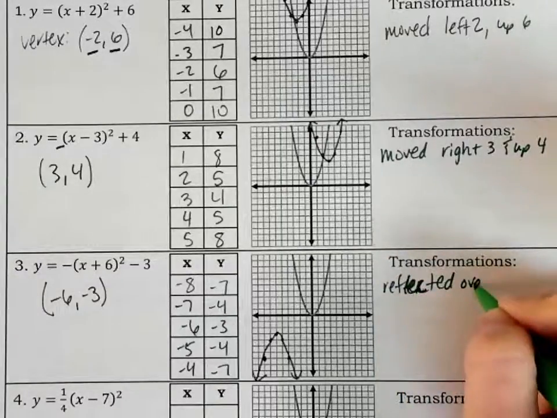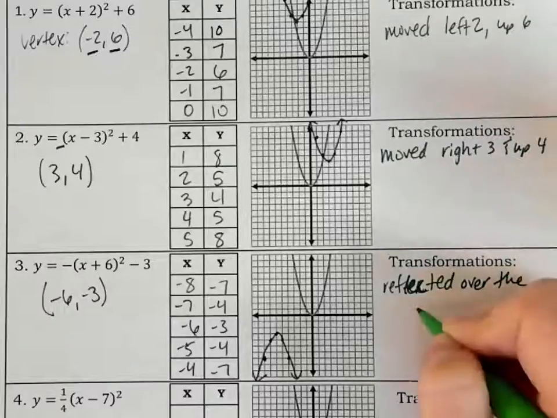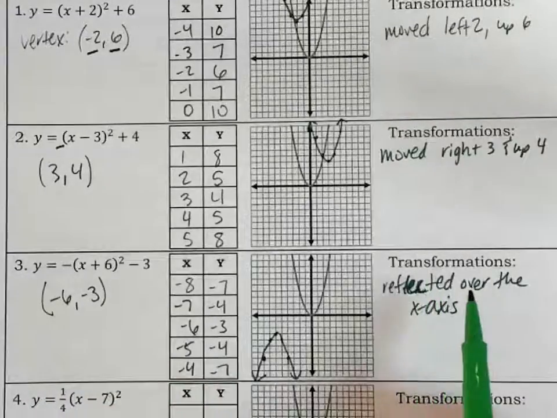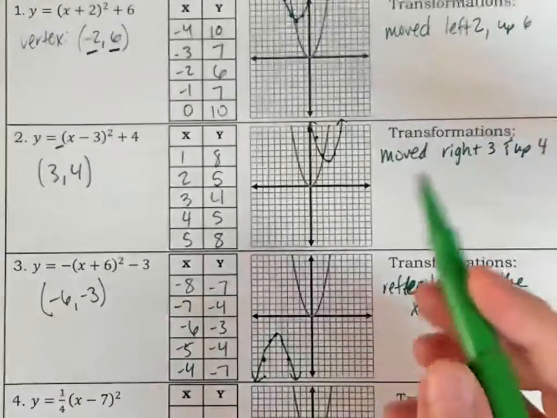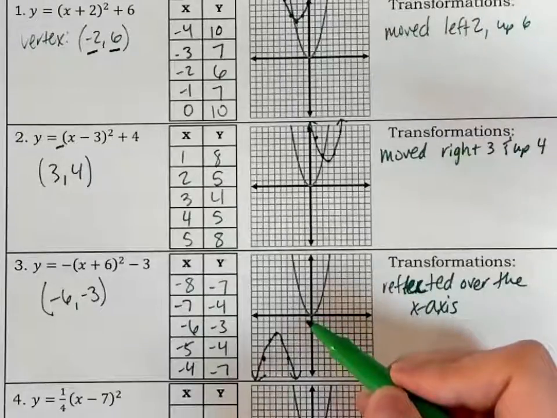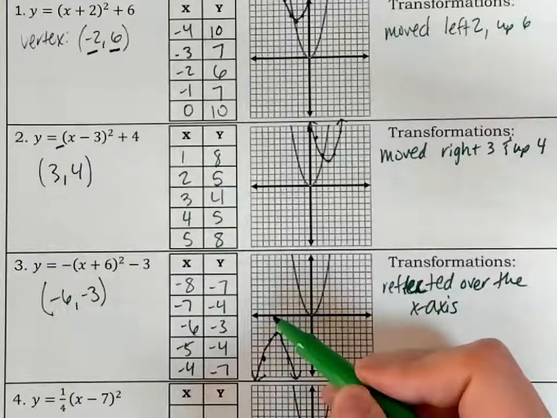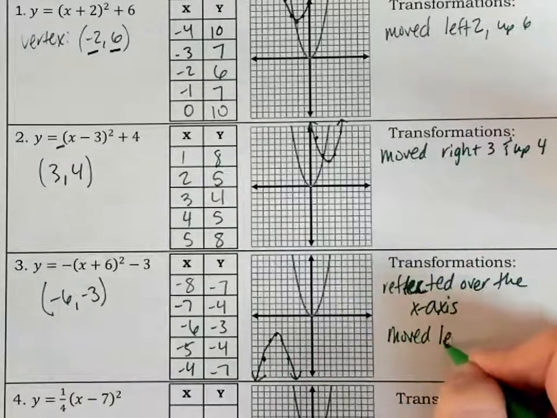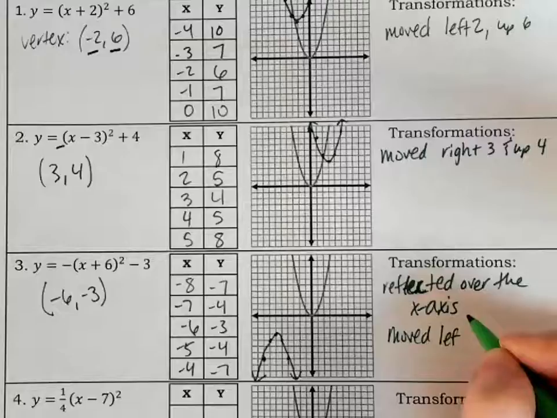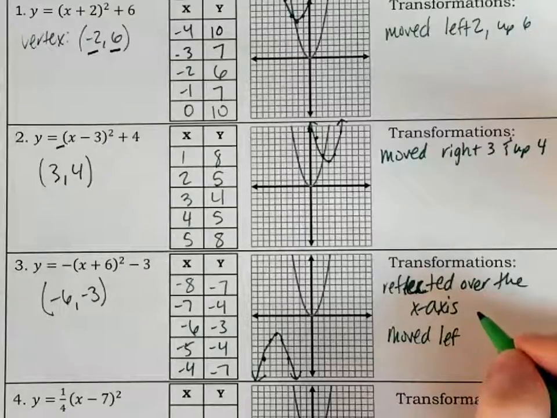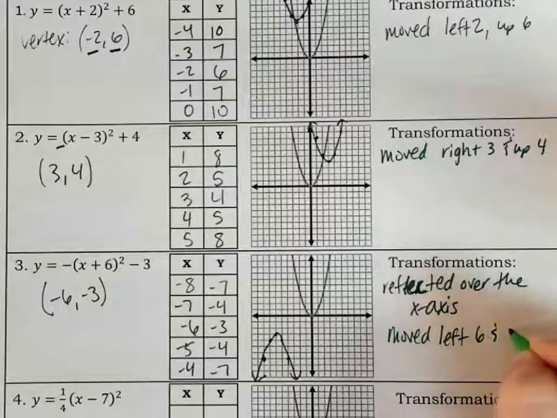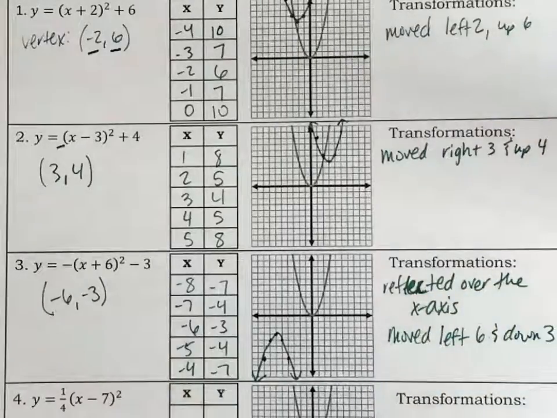Let's see. There we go. Trying to write two words at once and my brain went too fast. So reflected over the x-axis, that's one transformation that's made. And then it's been moved left 6 and down 3. So it's moved or shifted or transformed, moved left 6 and down 3.